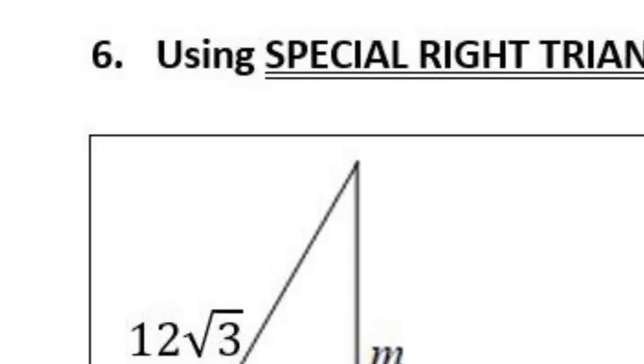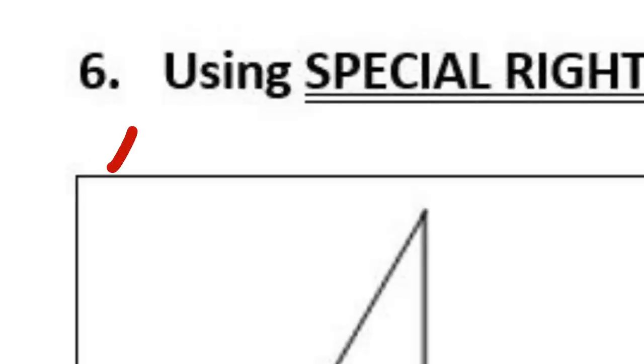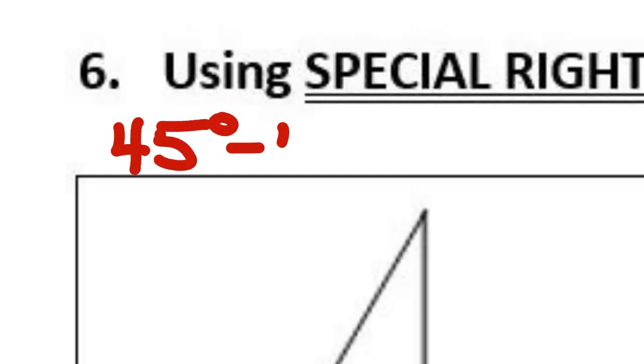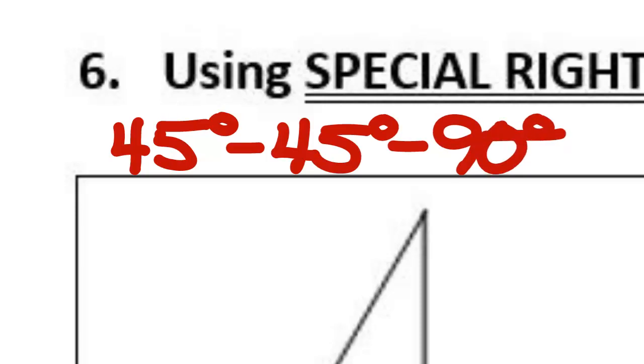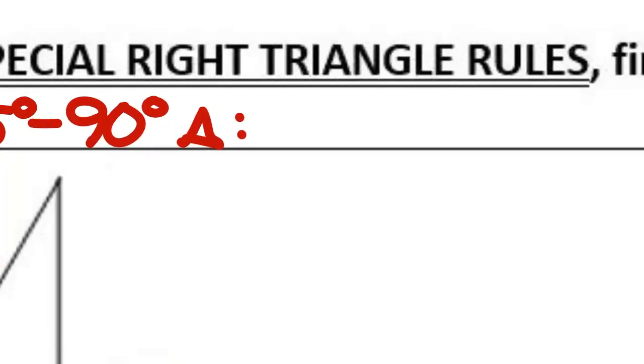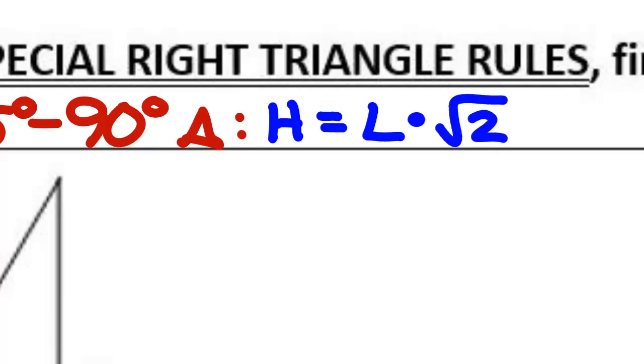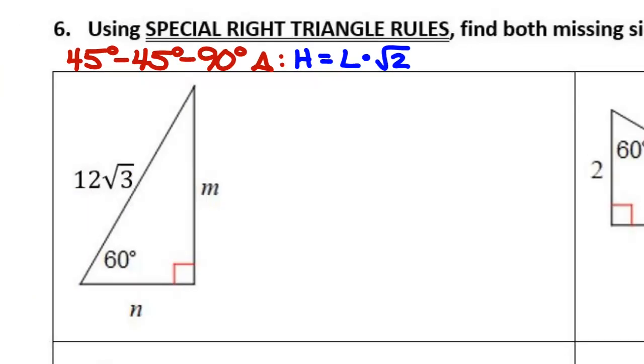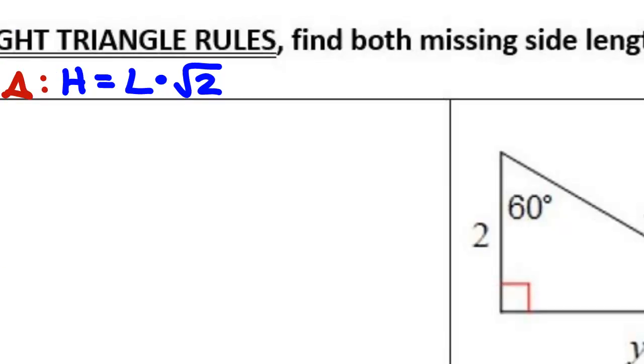Let's write down our special right triangle rules before we go forward with this at all. For a 45, 45, 90 triangle, we have one rule. The hypotenuse is equal to the leg times the square root of 2. This is another one of the things that you have to know and memorize for the test. On a 45, 45, 90 triangle, the hypotenuse is equal to the leg times the square root of 2.